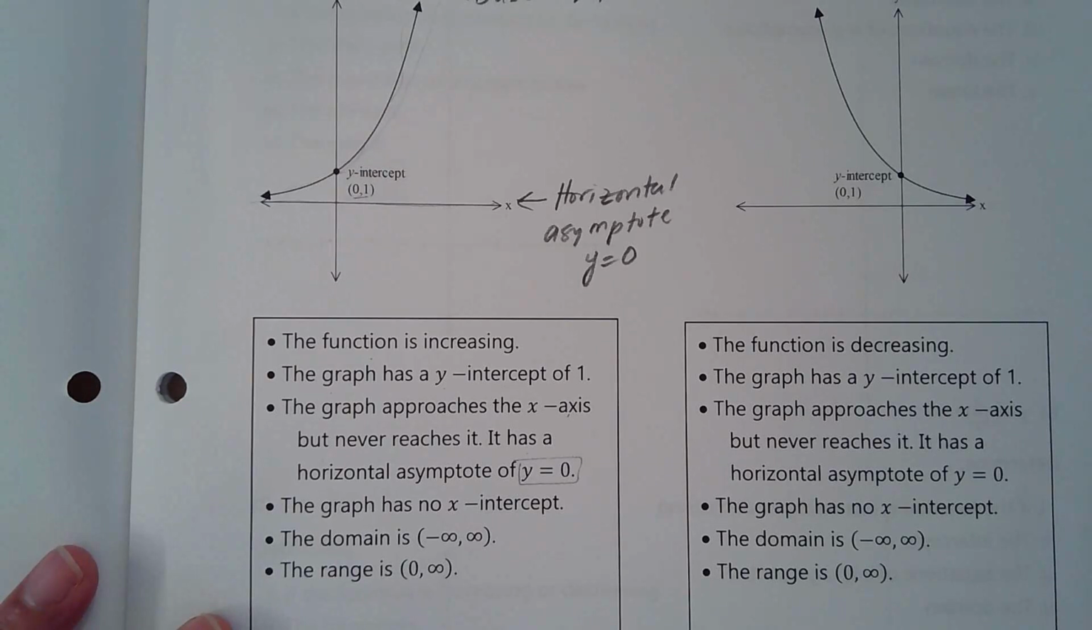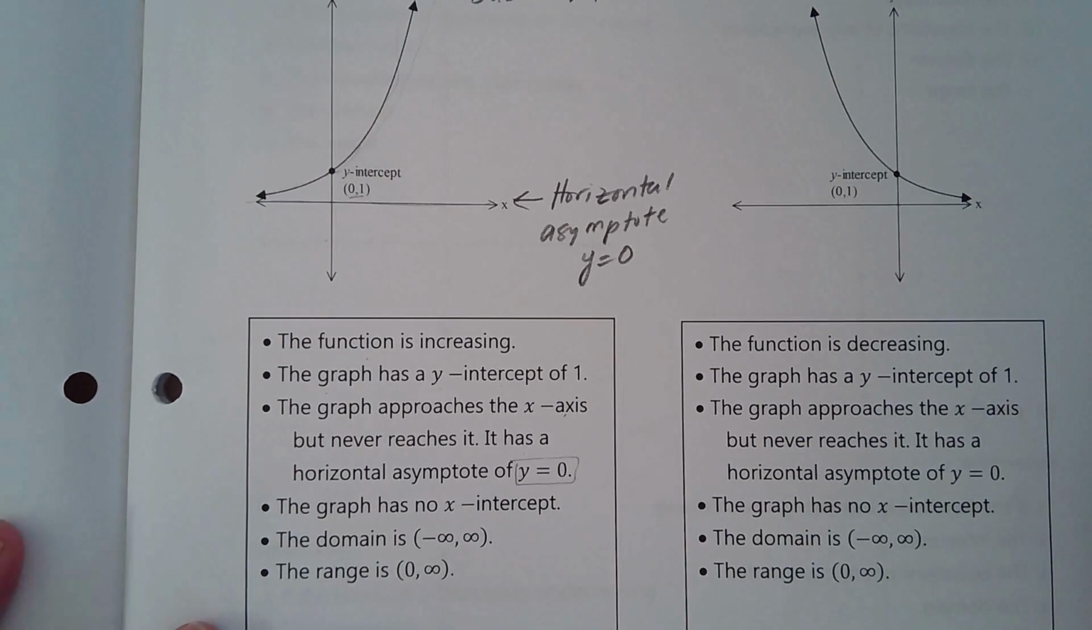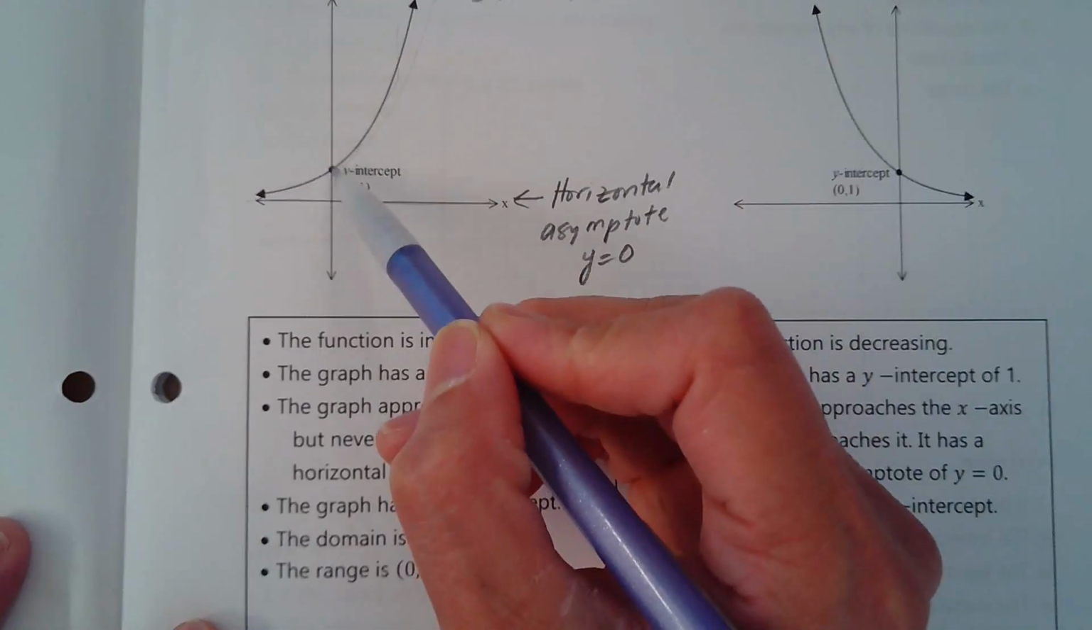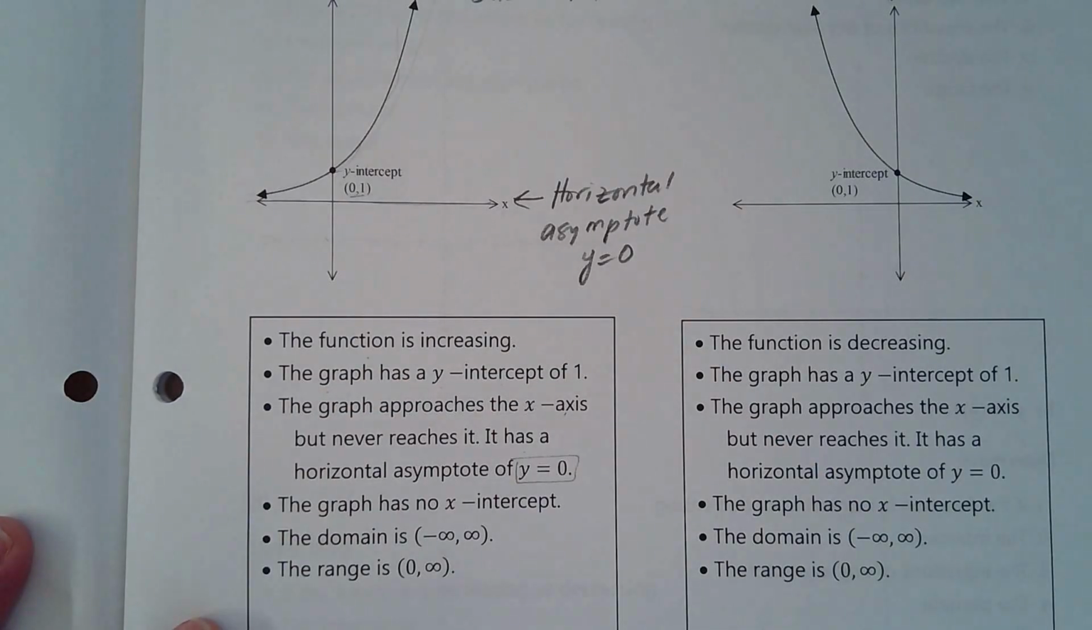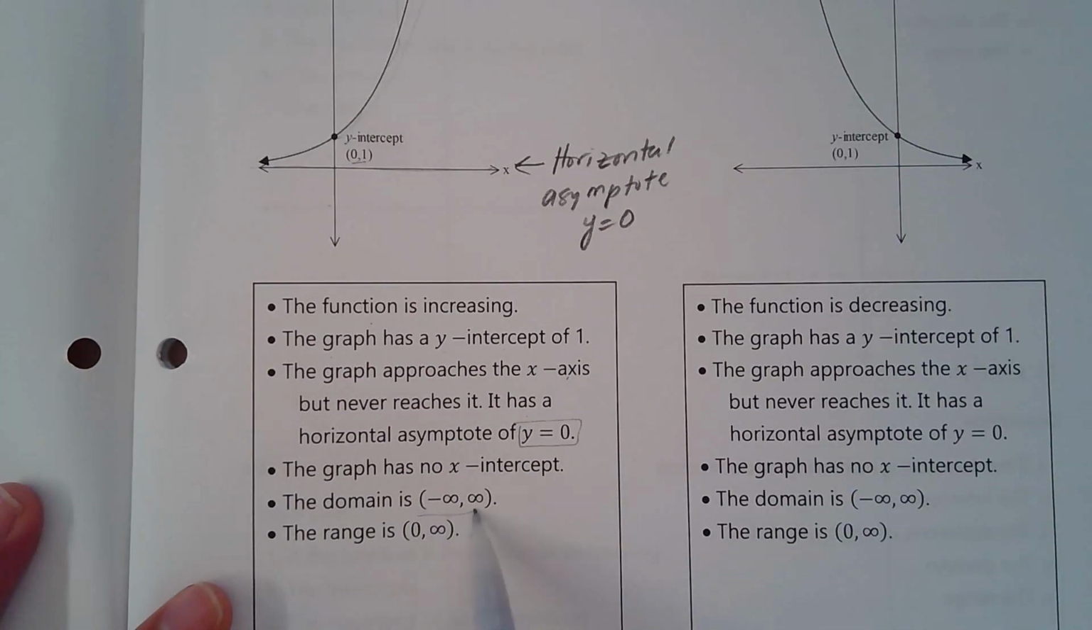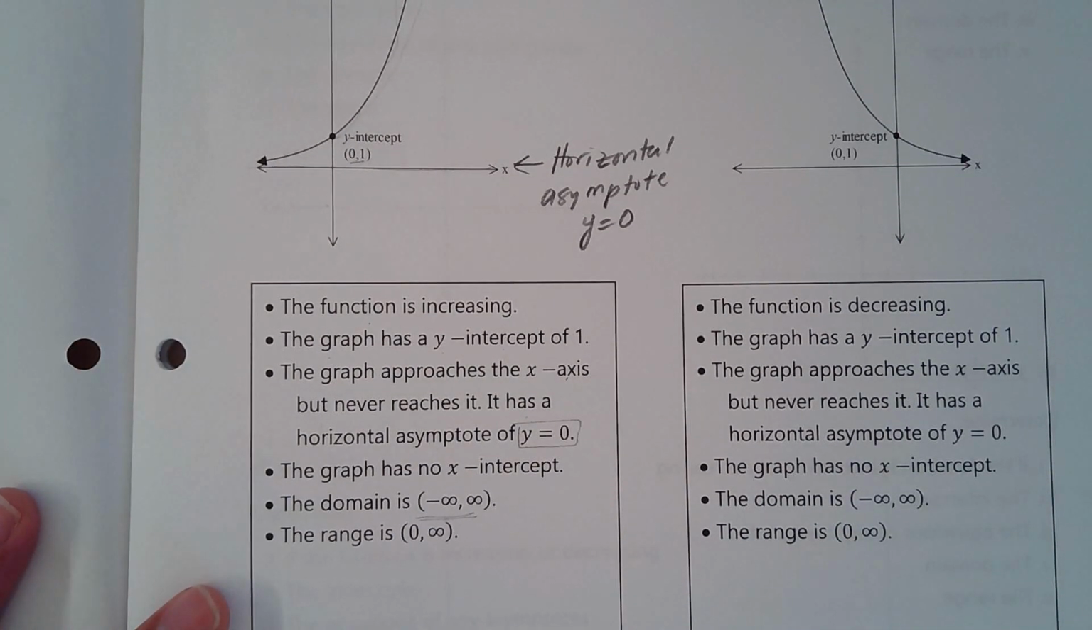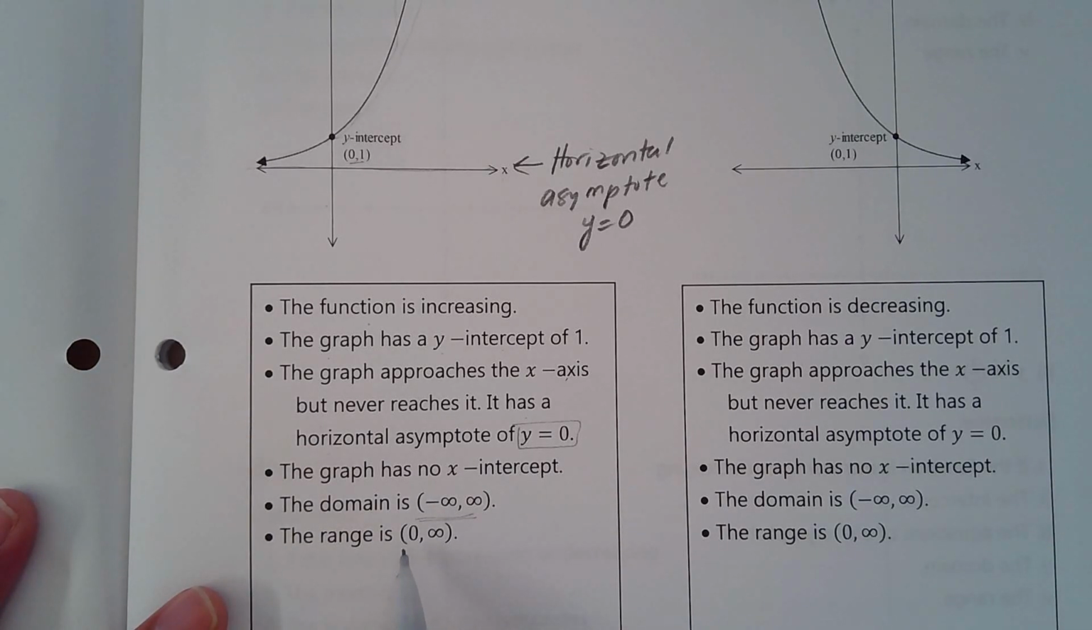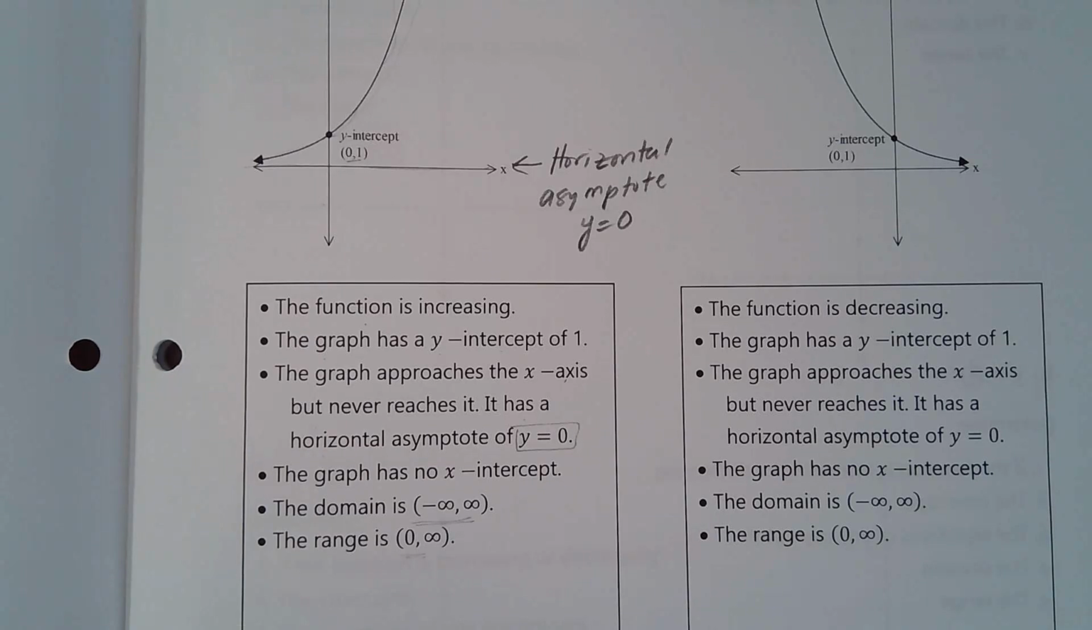Okay. The graph has no x-intercept because it just gets closer and closer to the x-axis. There's no x-intercept here. And then the domain is negative infinity to positive infinity. And the range is from 0 to infinity.